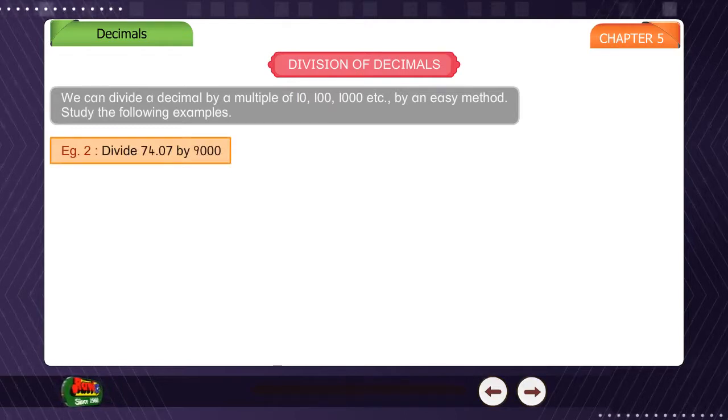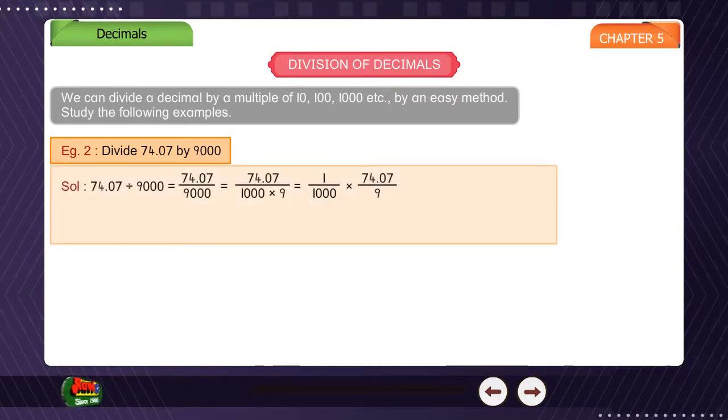Example 2. Divide 74.07 by 9000. Solution. 74.07 divided by 9000 is equal to 74.07 by 1000 into 9, is equal to 1 by 1000 into 74.07 by 9, is equal to 1 by 1000 into 8.23, is equal to 8.23 by 1000, is equal to 0.00823.